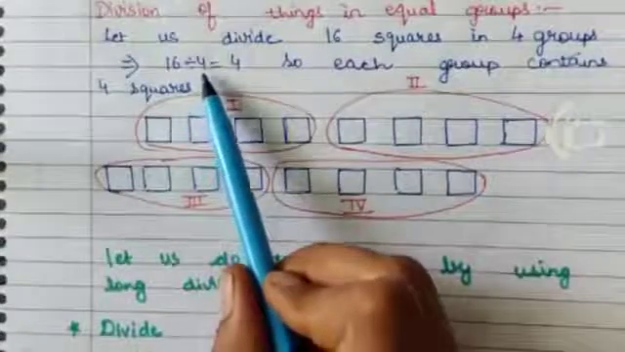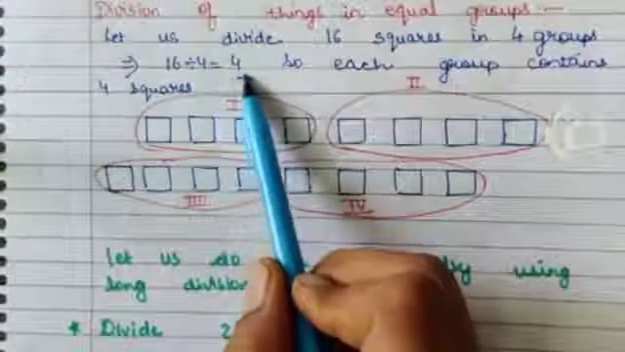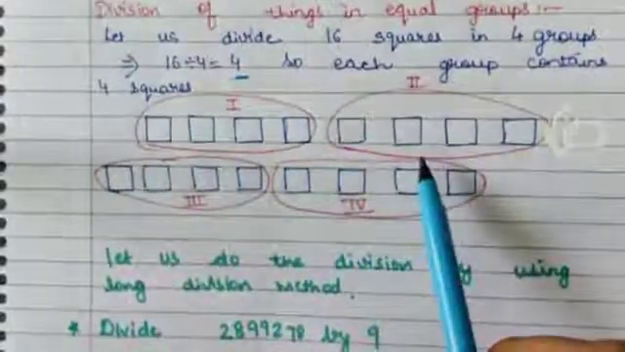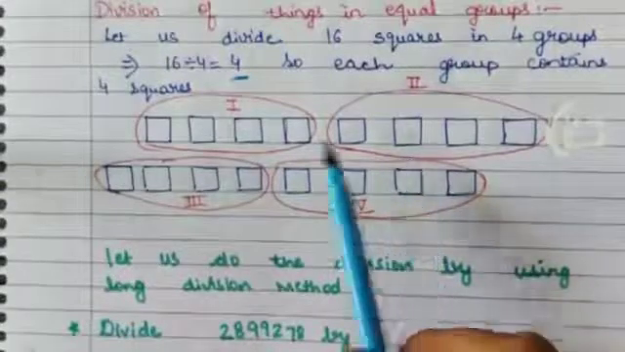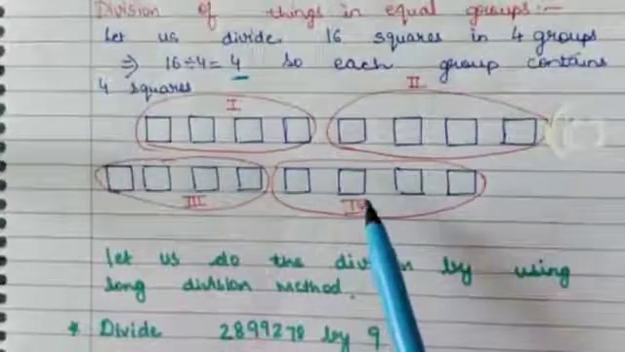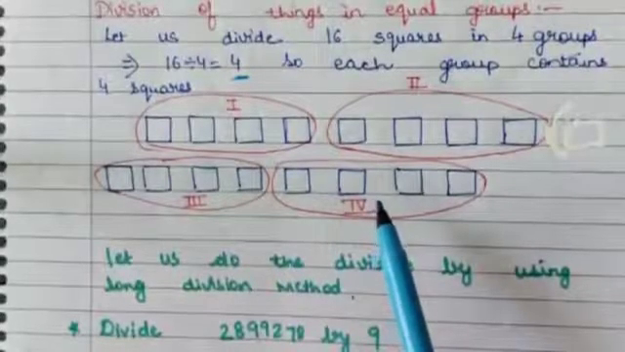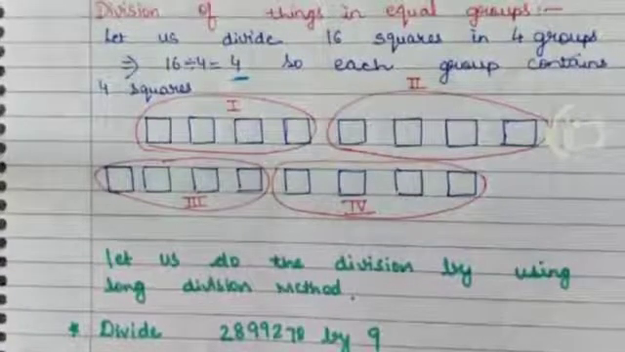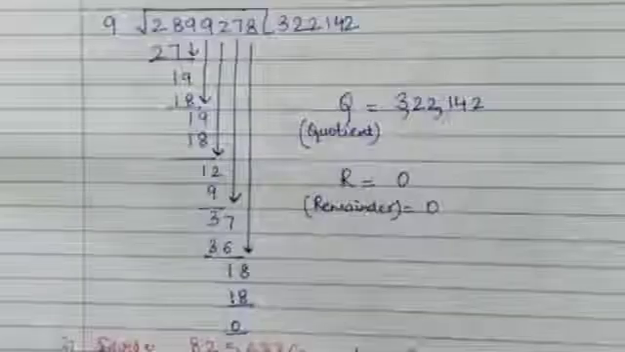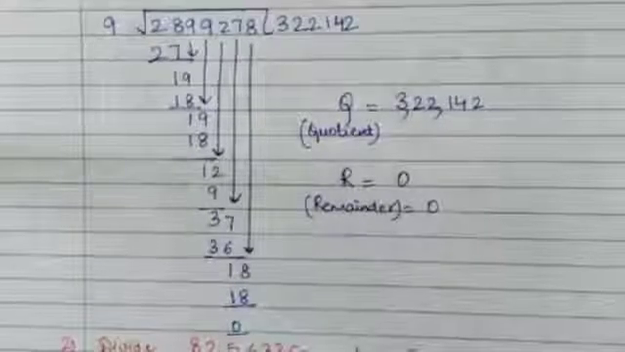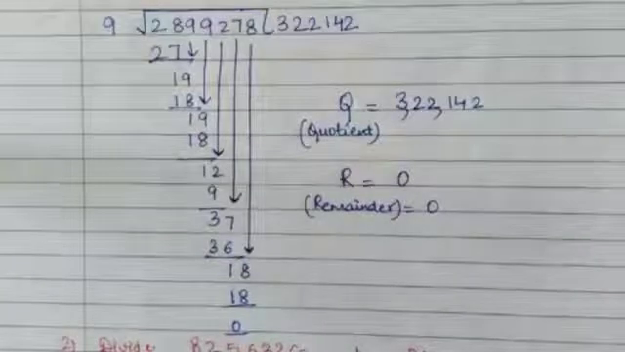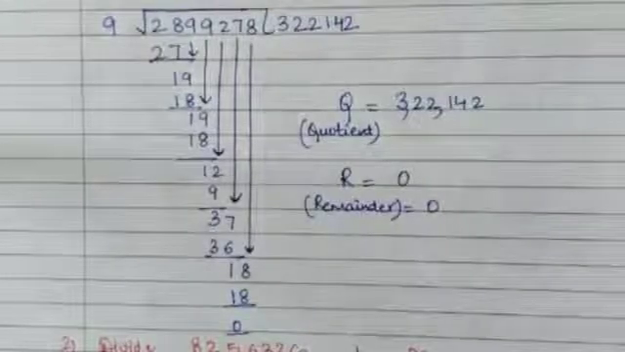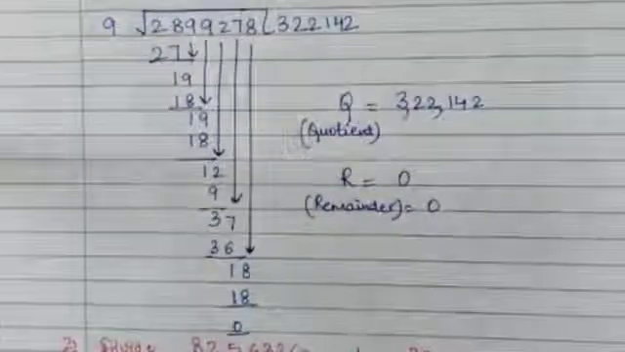16 divided by 4 is equal to 4. It means each group will contain how many squares? Yes, 4 squares. We have 4 groups and each group contains 4 squares. Clear? Now let us do the division by using the long division method. First we have to divide 28,99,278 by 9. So let us start.